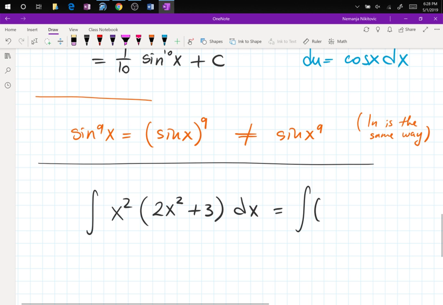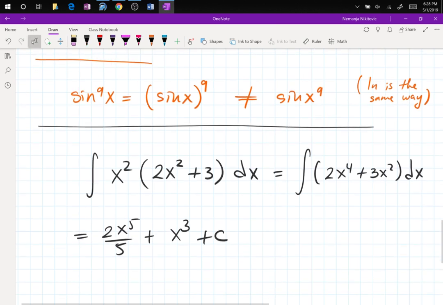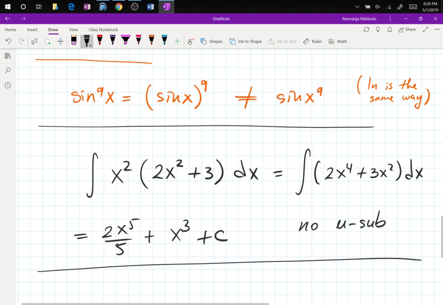We have 2x to the 4th plus 3x squared dx, and this is basic, right? It gets to be 2x to the 5 over 5 plus x cubed plus c. So no u sub needed here, because, I mean, it's not just no u sub needed, you can't use u sub. So u sub is not this more powerful technique that crowns over everything and just plows through every single problem. No, u sub is used when u sub is warranted, right? Other problems, u sub doesn't fit and you just can't use it at all.